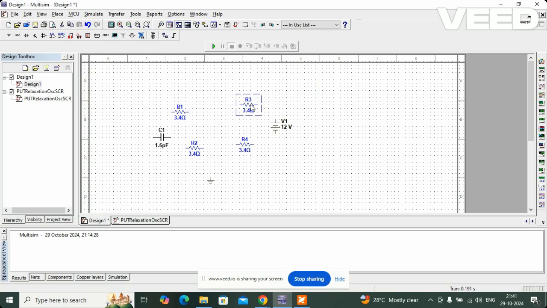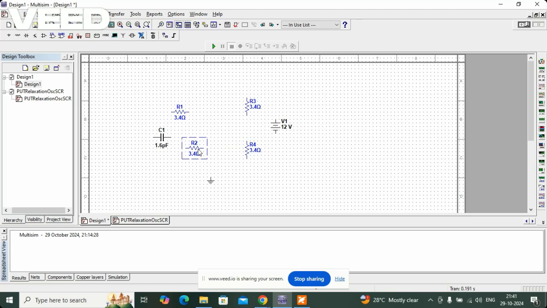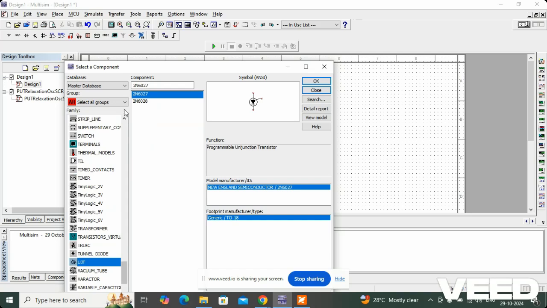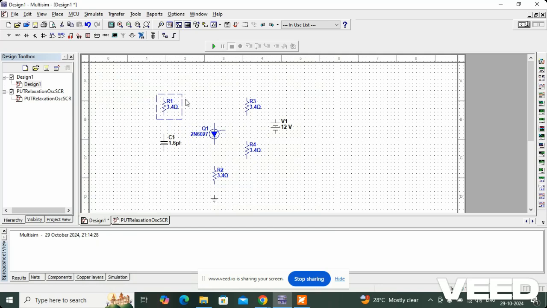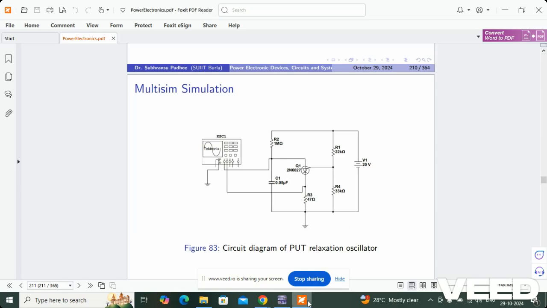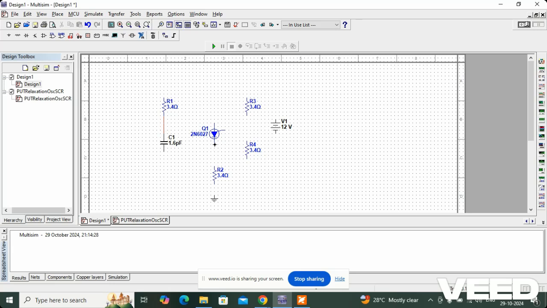So let's do a proper setting of these resistors, and here it will be like this. Okay, now let's get a PUT. There's no basic PUT over here. You have to go to the UJT, and this 2N6027. This 2N6027 is nothing but a PUT. You can see the datasheet of this particular device over the internet. 2N6027. Now let's connect the circuit and develop this complete circuit.